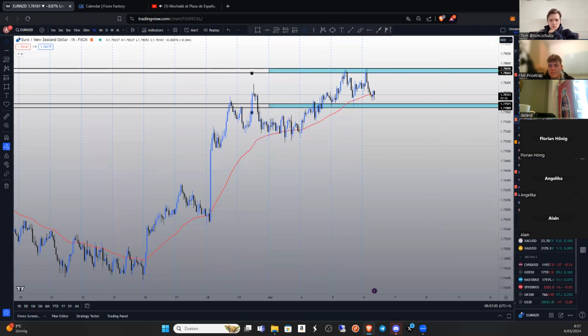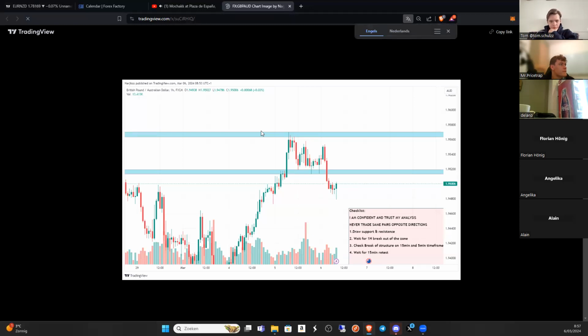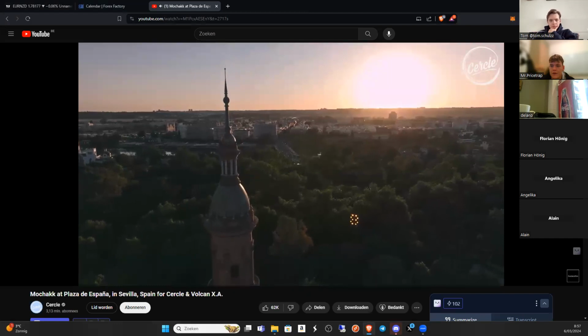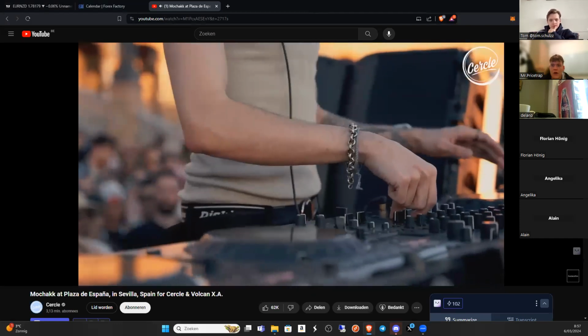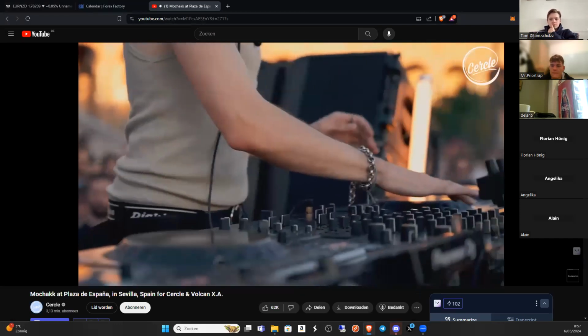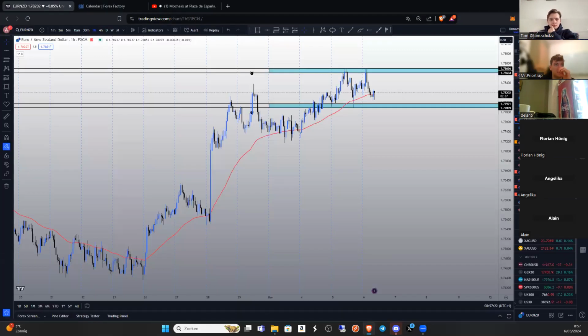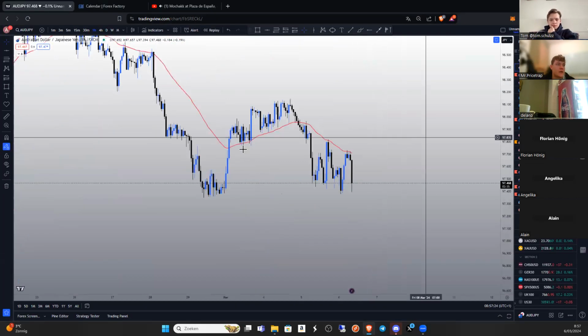Here we go. What's this one? That's GA, yes sir. AUD JPY. Yes sir, that's a beauty. Such a clean price trap.